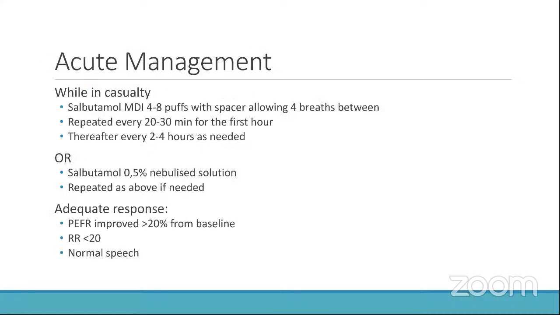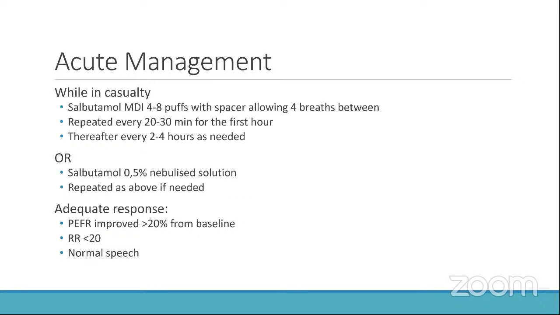Stabilizing an exacerbation involves administering bronchodilator, either via MDI or via nebulization. 4 to 8 puffs of salbutamol MDI can be given with a spacer, allowing 4 breaths between. This is repeated every 20 to 30 minutes for the first hour, thereafter every 2 to 4 hours if needed. Or a salbutamol 0.5% nebulized solution can be given, repeated as above if needed.